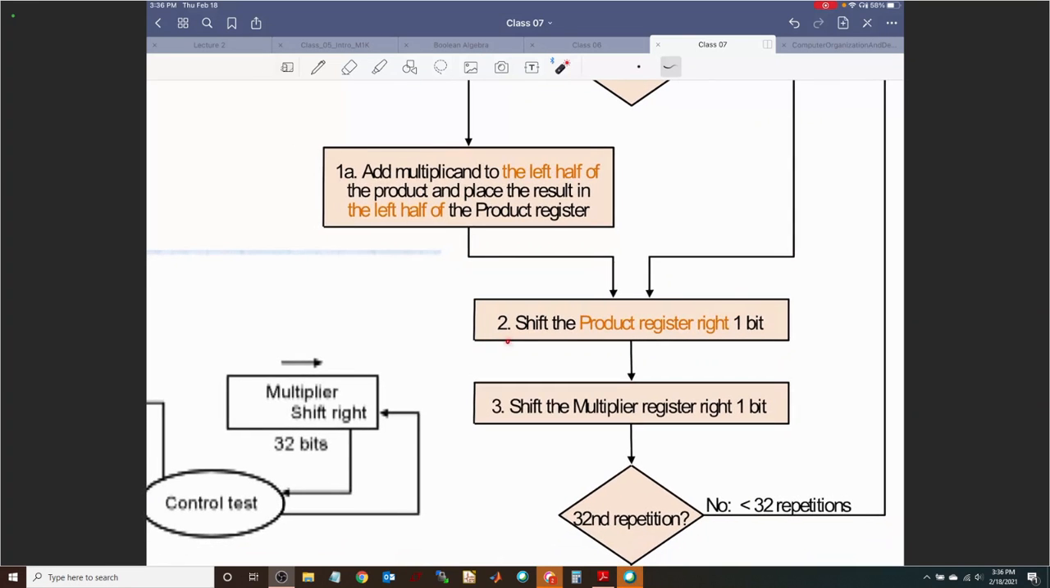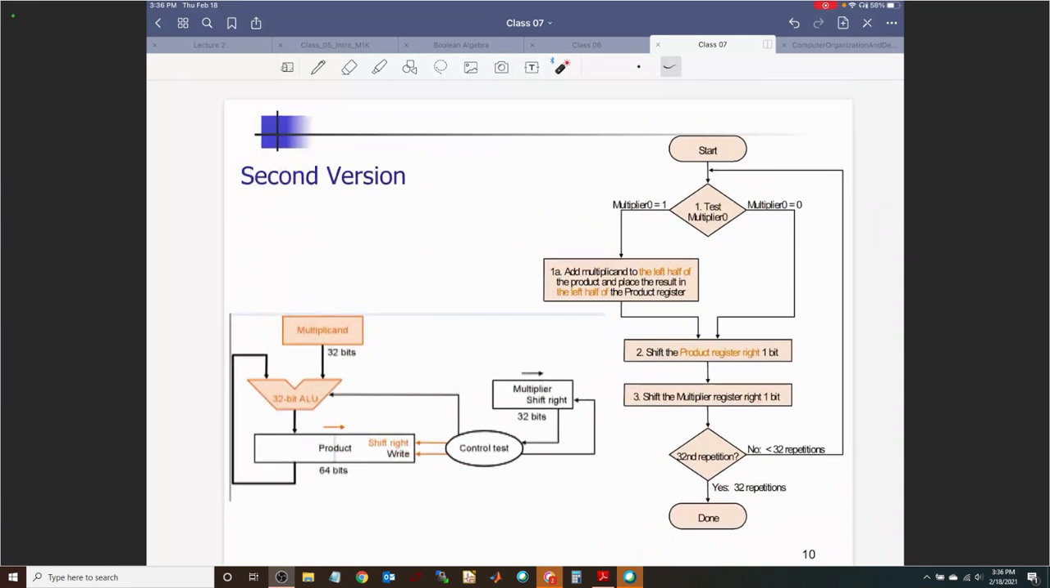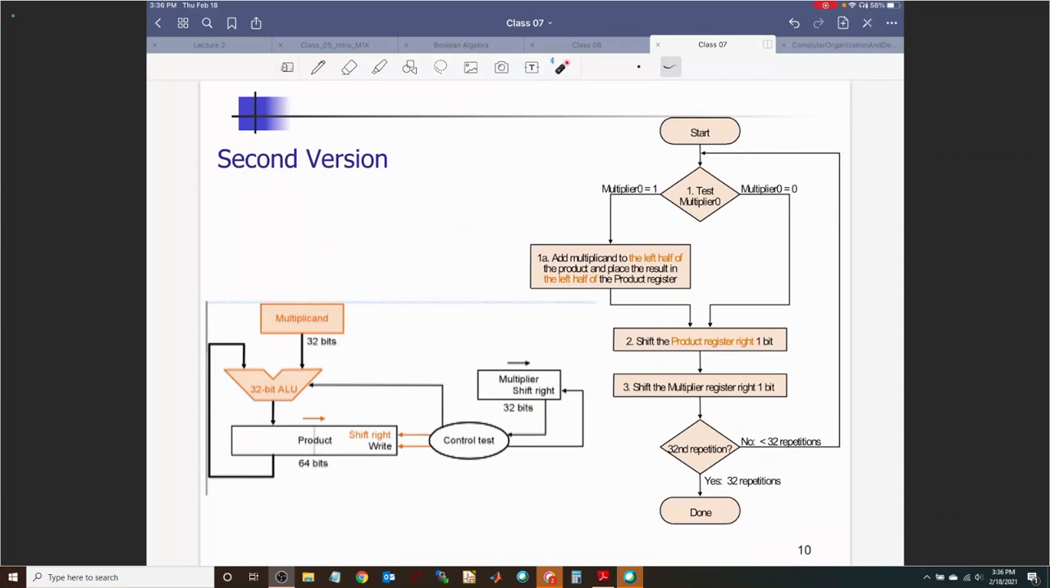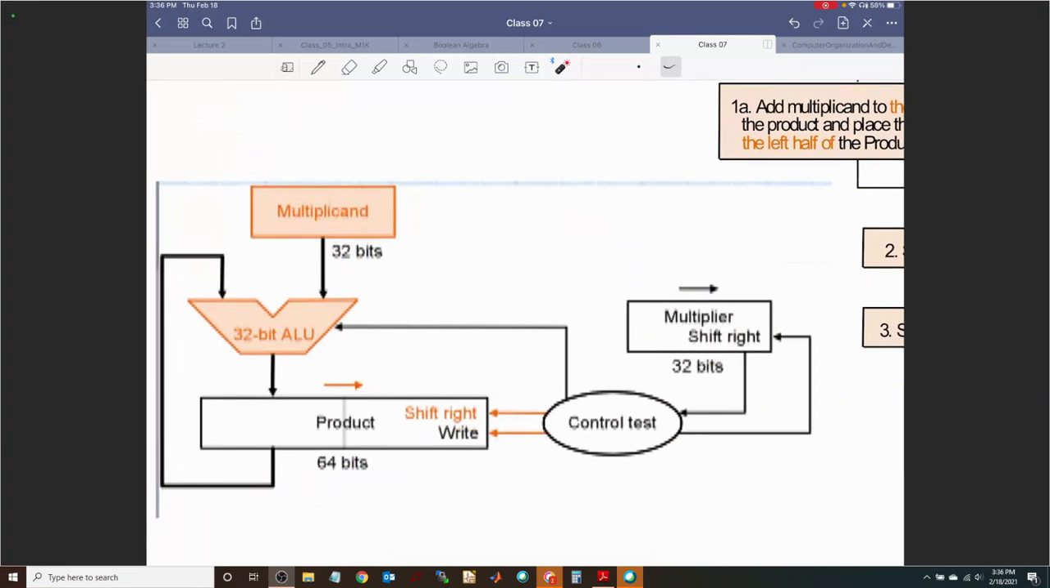In version 2, we are shifting the product register right by 1 instead of shifting the multiplicand register left by 1. Those are the only 2 changes that we have done. And look at this. Multiplier shift right capability, 32 bits, exactly the same. Multiplicand now 32 bits. Okay, improvement. Now we need a 32-bit register as opposed to a 64-bit register, and a 32-bit ALU instead of a 64-bit ALU.